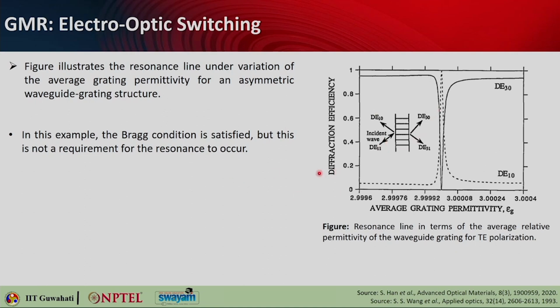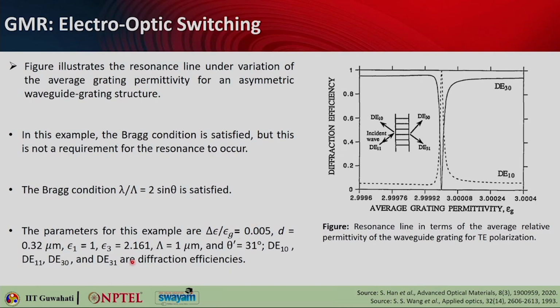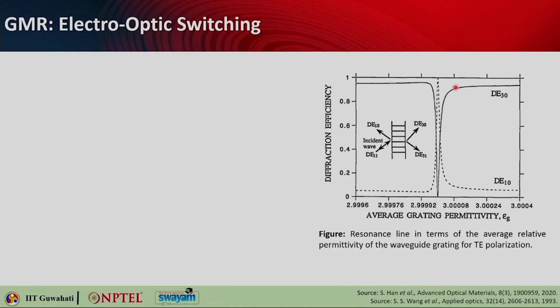In this particular example the Bragg grating condition is satisfied, but this is not a requirement for the resonance to occur. The Bragg grating condition lambda over capital Lambda equals 2 sin theta is satisfied here, and these are the parameters that we considered. You see that the 1 0, 1 1, 3 0, 3 1 modes are also present. Okay, and that is why you are not seeing a perfect null in this resonance.